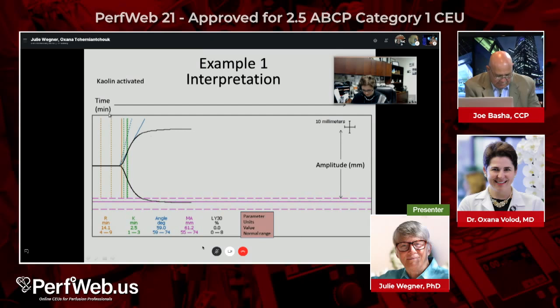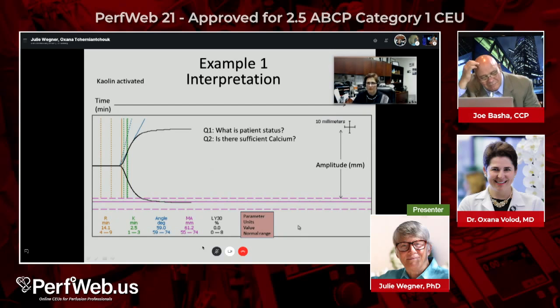All right, so interpretation again, time versus amplitude. When you're looking at a tracing, along the x-axis here you'll see the parameters: R, K, angle, MA, LY30, and other ones if you have it set up that way. The next line is the unit: minutes, degrees, amplitude in millimeters, percentage. The actual value that this tracing is giving you would be the next line. And then your normal range would be the last one. The normal range is determined when you validate the TEG, when you bring it into your institution, to get the normal range for your patients.